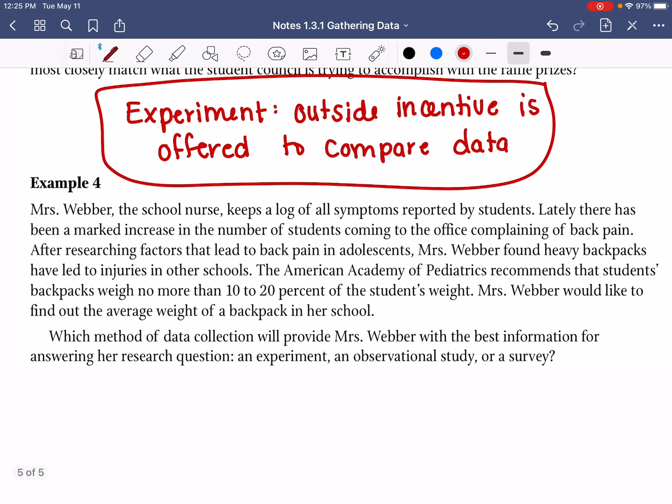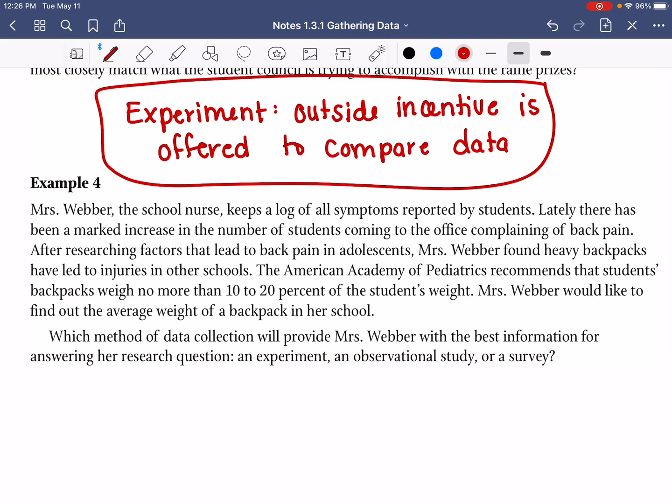Last one, example 4. It says Mrs. Weber, the school nurse, keeps a log of all symptoms reported by students. Lately, there has been a marked increase in the number of students coming to the office complaining of back pain. After researching factors that lead to back pain in adolescents, Mrs. Weber found heavy backpacks have led to injuries in other schools. The American Academy of Pediatrics recommends that students' backpacks weigh no more than 10 to 20% of the student's weight. Mrs. Weber would like to find out the average weight of a backpack at her school. Which method of data collection will provide Mrs. Weber with the best information for answering her research question? Experiment, an observational study, or a survey?